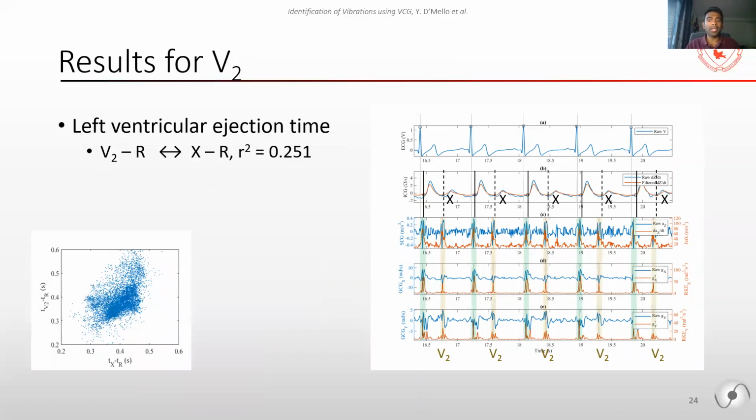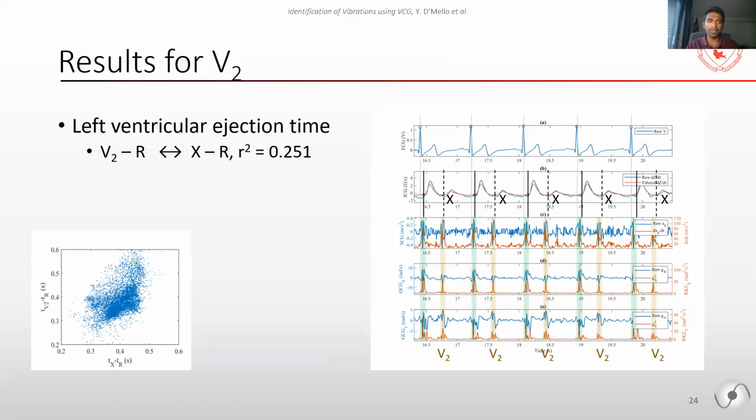We then looked at the second vibrational pulse, V2. Now remember that this cardiac phase transition has mechanical causes, which can't be detected in ECG, but it has electrical consequences which show up in ICG. So we compared the timestamp of V2 with the ICG X point. To do that, we measured their distance from a common reference, the ECG R peak. This told us that our measurement was in the right ballpark, but the accuracy was pretty low.